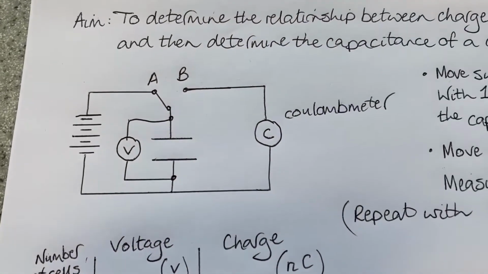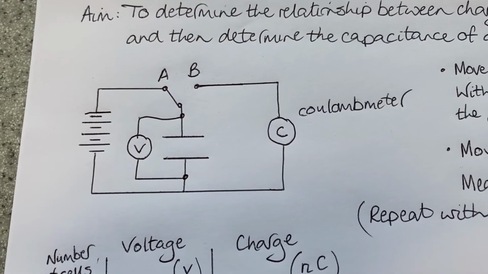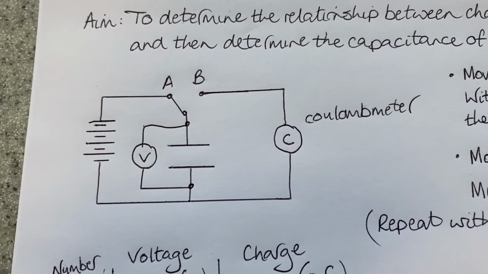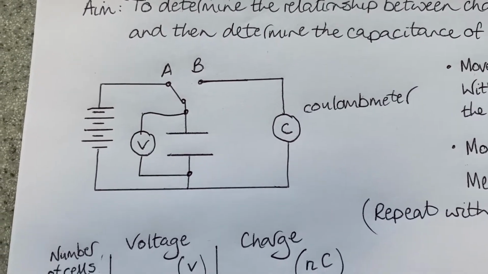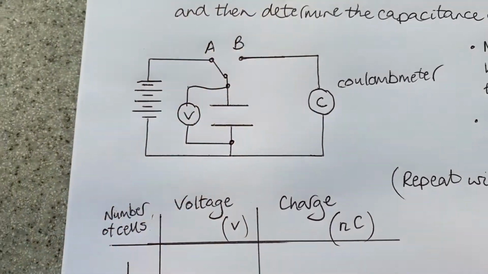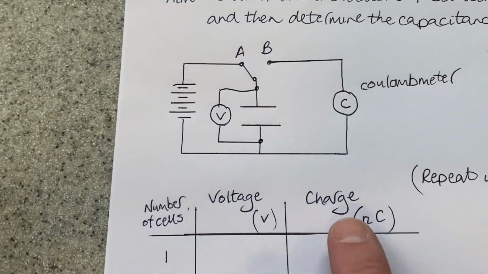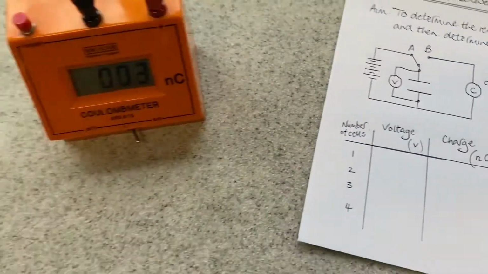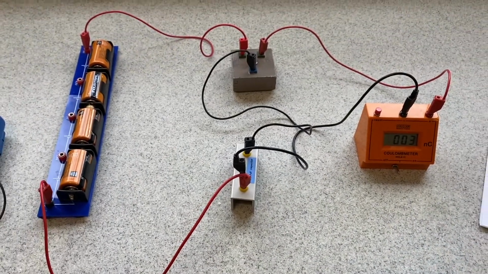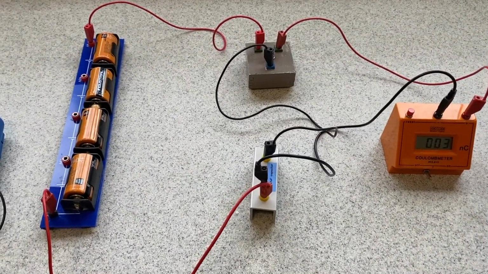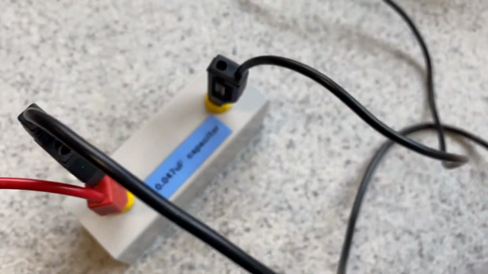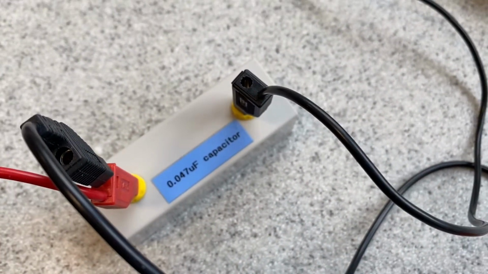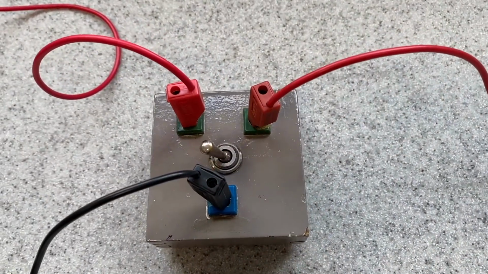And there's our little circuit that we're going to use. 4 cells connected to a capacitor, the voltmeter across the capacitor, a little 2-way switch, and then a coulometer on the far side. There's the apparatus. There's our 4 cells. There's our capacitor. It's a 0.047 microfarad capacitor. More about that later. And there's our little 2-way switch.